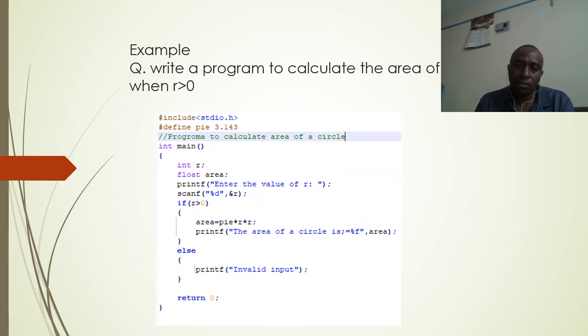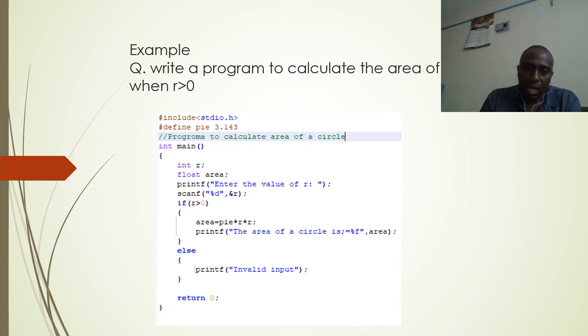So this is the example of the program. We have begun the program, declared my constant, began with main. Then here you can see I've declared my variable r and float area, because here we are calculating the area of a circle if the radius is greater than 0. So we are using an if statement, which is a selection statement.